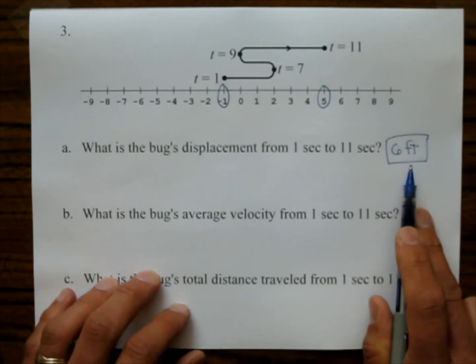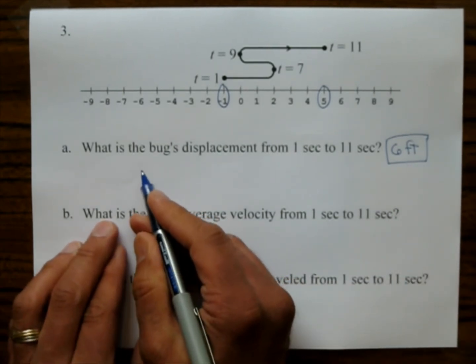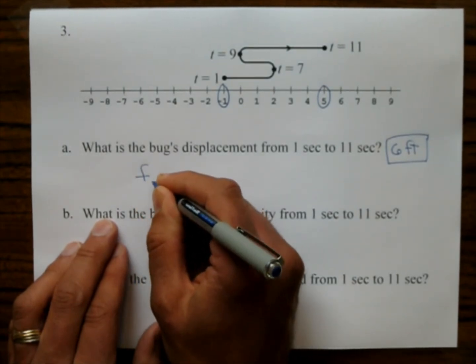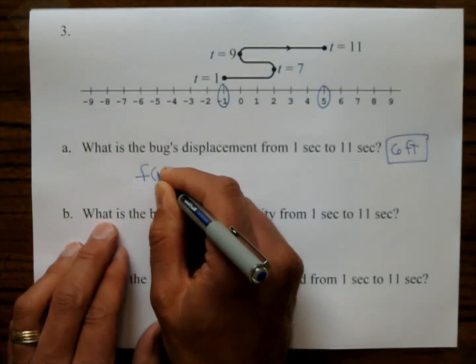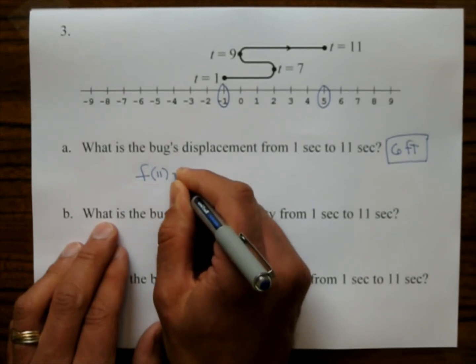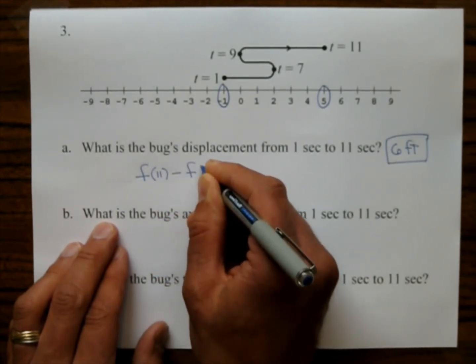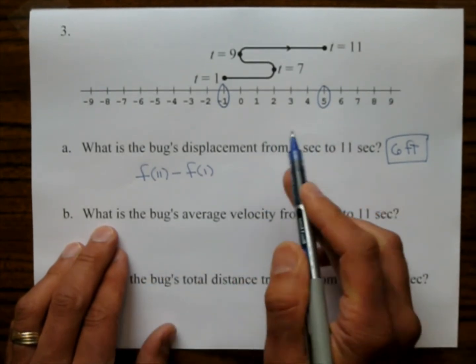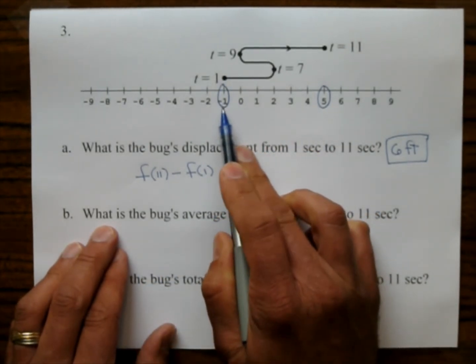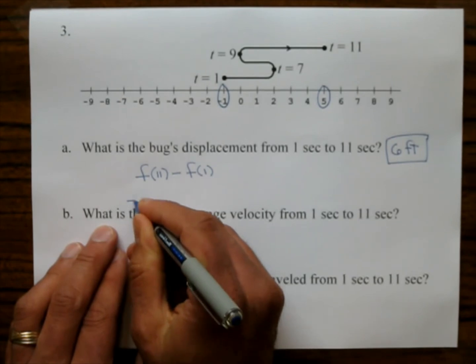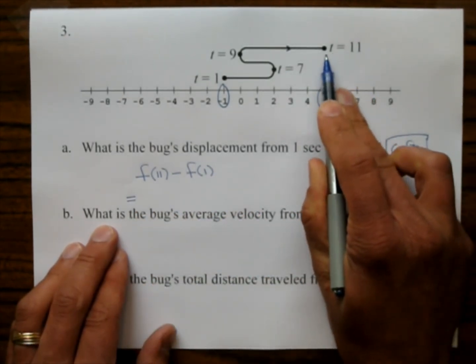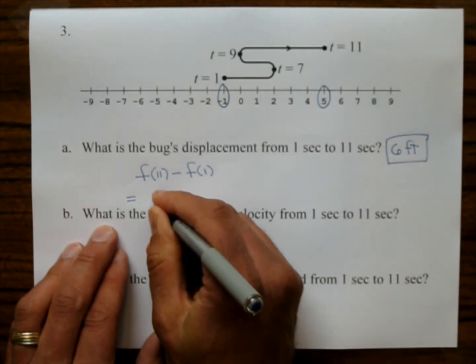So that's why I'm always going ahead and showing you the formula. The formula says, this is the position function f: f of the end time minus f of the beginning time. And we kind of did that in our head. We knew we went to -1 and 5, but watch this. f of 11. So at 11 seconds, where is the bug? He's at 5.